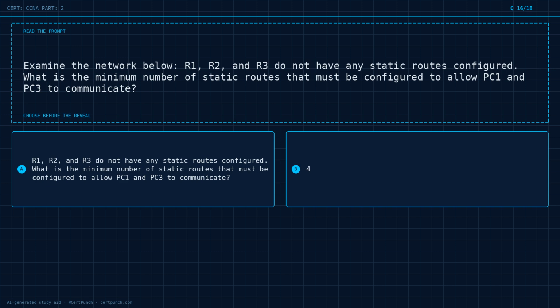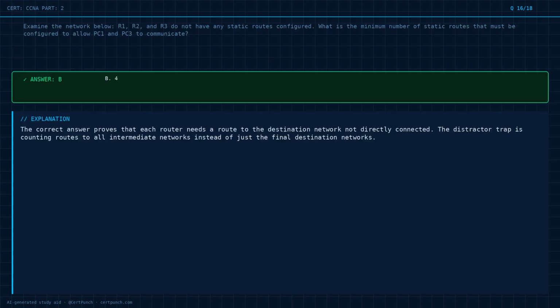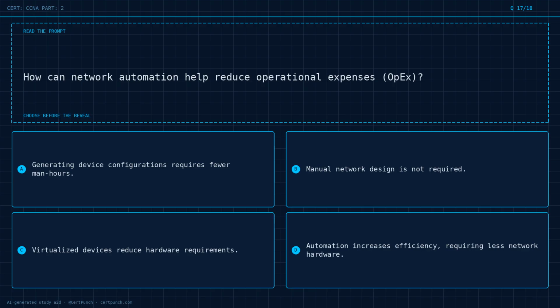Option B, 4. Make the call before the reveal. Hold the line on it. The answer is Option B. Behind the answer, the correct answer proves that each router needs a route to the destination network not directly connected. The distractor trap is counting routes to all intermediate networks instead of just the final destination networks. Final stretch. These last few are the ones most test takers get wrong, so make them count.